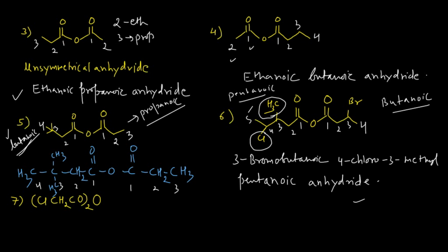Now this is my problem number 7. This problem looks a little bit tricky. So whenever you have been given this kind of structure, don't hesitate to convert it into the simpler formula or the condensed formula. So how can we convert this into the condensed formula, right? In the center oxygen is there, and on either side you are having the carbonyl functionality. Please remember, when it is an anhydride, that means both sides of the oxygen will have the carbonyl functionality.